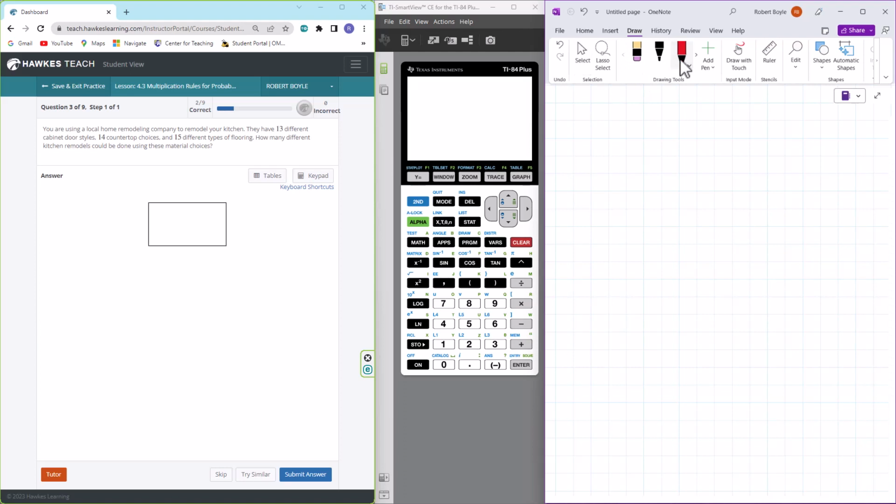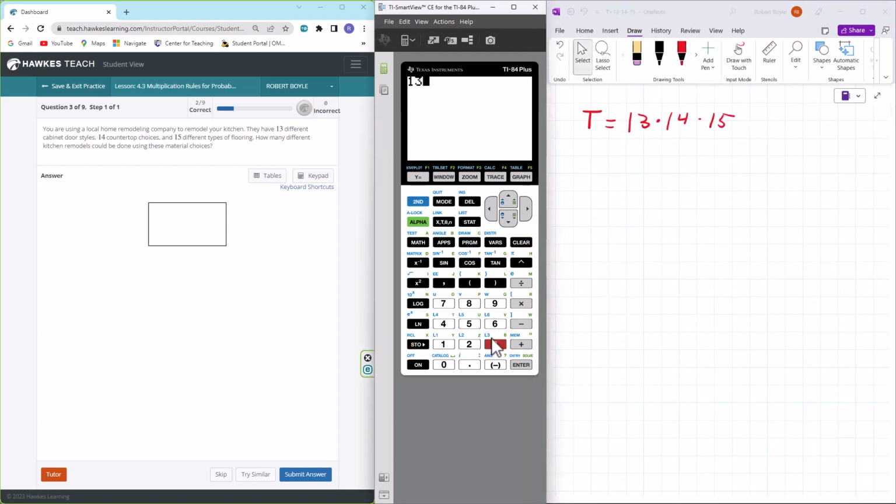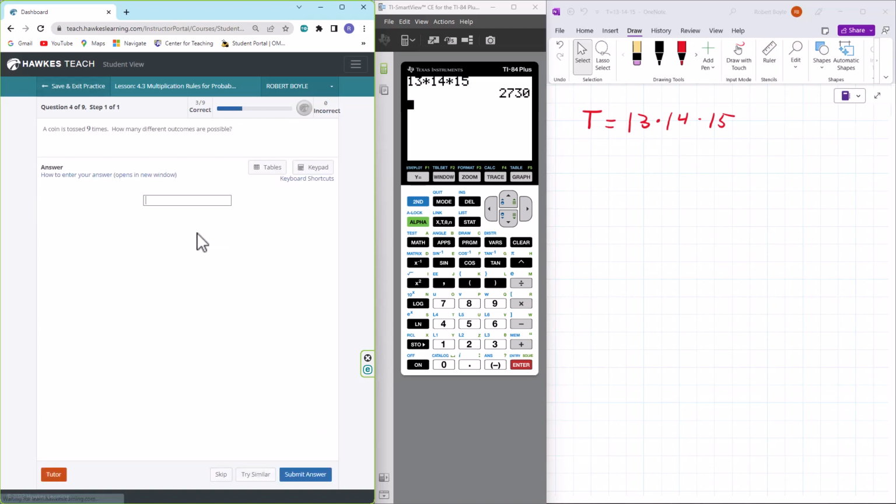Do this over here. So remember, the fundamental counting principle tells us that the size of the sample space is going to be equal to the outcomes associated with the first stage, 13, times the outcomes associated with the second stage, 14, times the outcomes associated with the third stage, 15. 13 times 14 times 15 is 2,730. That's what we want to put in here. And there you go.